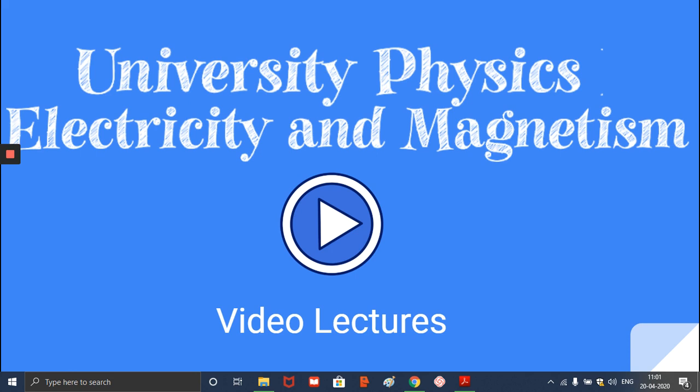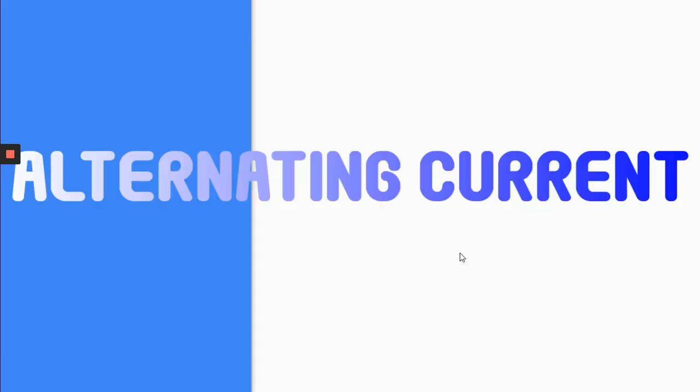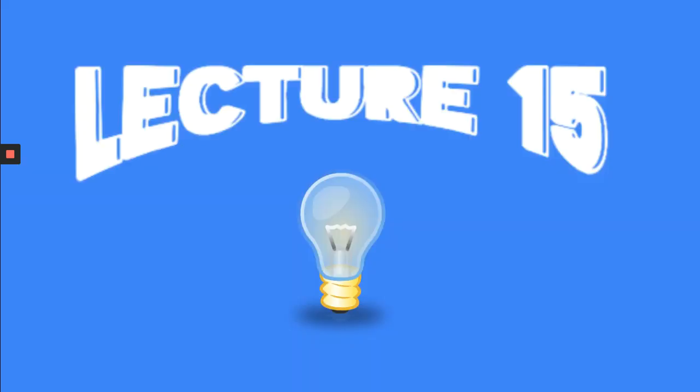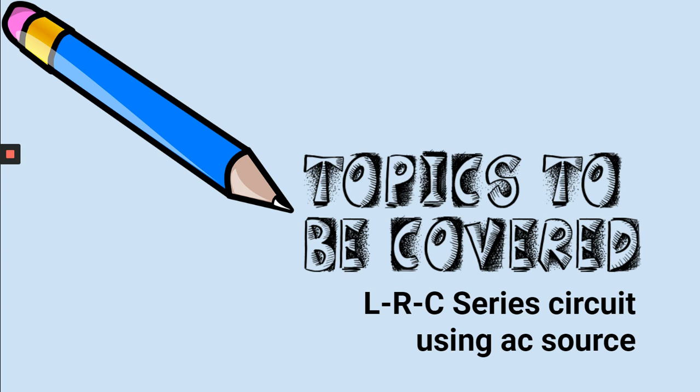Once again, welcome to the video lectures of University Physics, Electricity and Magnetism. This lecture is about the chapter Alternating Current. This is lecture 15 of this lecture series and the third lecture of the chapter Alternating Current, that is your chapter 31. And in this lecture, I will discuss the LRC series circuit using an AC source.